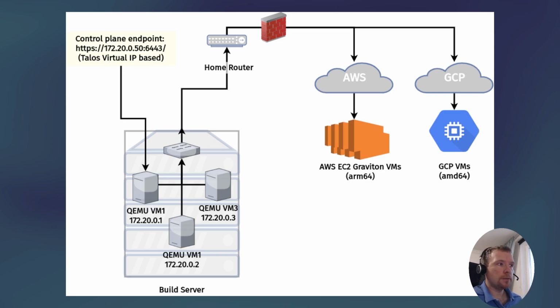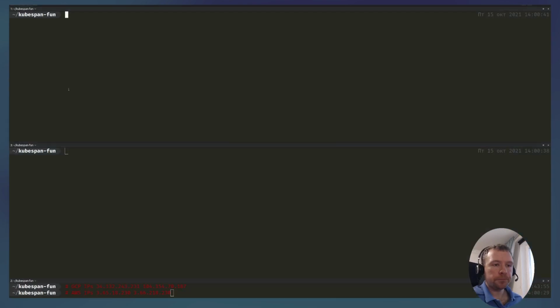Let's start doing that. So to prepare for the demo, I created my VMs in QEMU. So I have 3 VMs running in QEMU, running Talos 0.13. They right now don't have any machine configuration. They are waiting for the machine configuration to be submitted. And also 4 VMs in GCP and AWS combined. These VMs are also deployed from Talos images and also waiting for the machine configuration to be submitted.